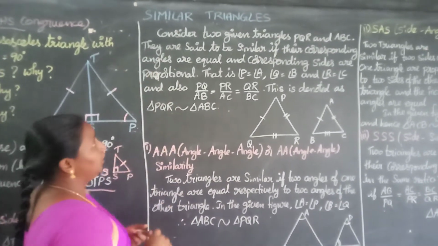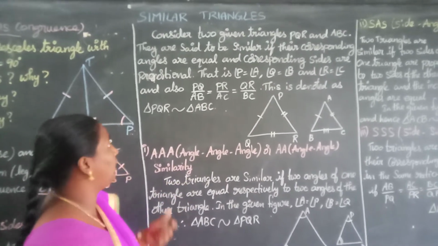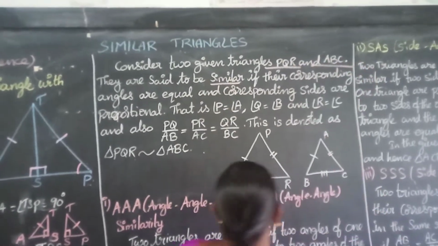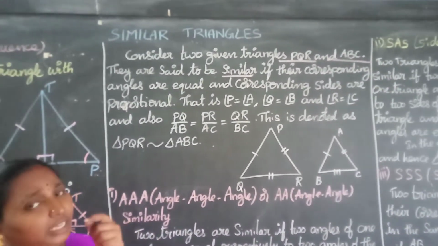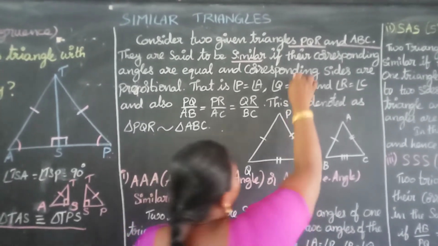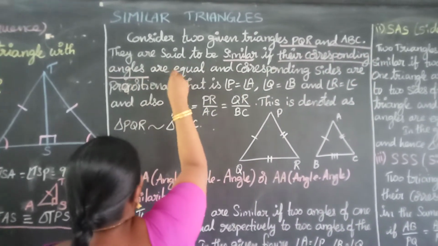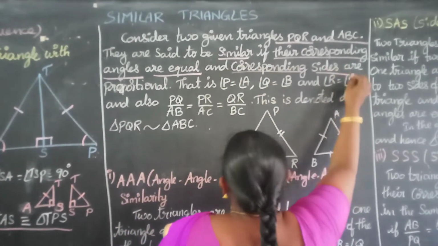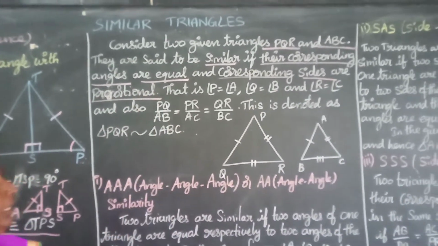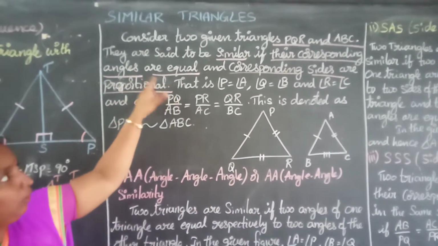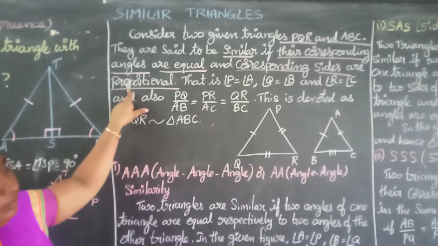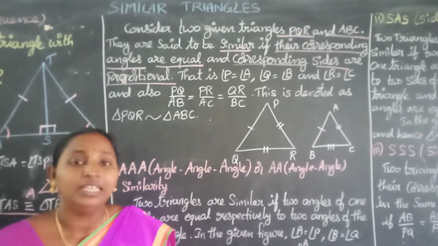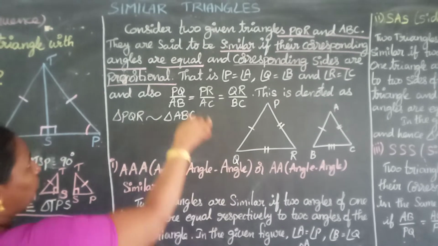See this. Consider two given triangles PQR and ABC. When will you say that the two triangles are similar? If their corresponding angles are equal and corresponding sides are in proportion. This is very important. So corresponding angles should be equal and corresponding sides should be in proportion. Only then do we say that the two given triangles are similar to each other.